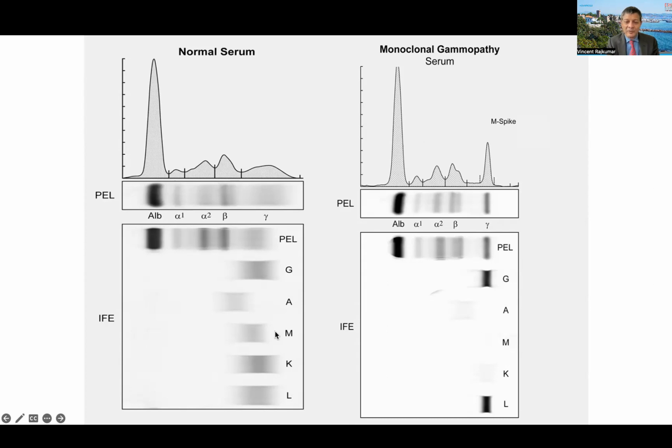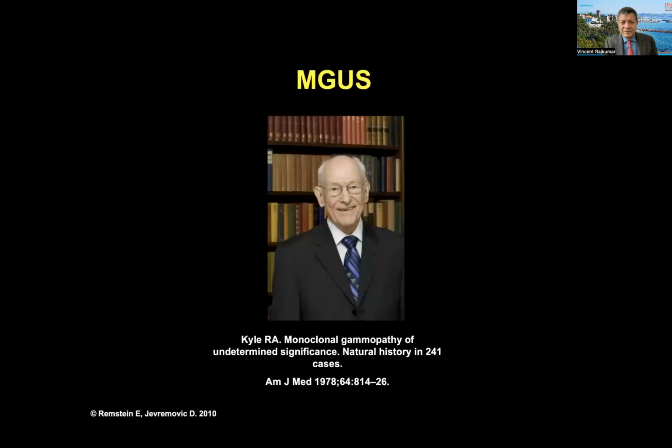When you see a monoclonal protein, but the patient does not have any features of myeloma, amyloidosis, Waldenstrom's macroglobulinemia, or related disorder, we call that MGUS, or monoclonal gammopathy of undetermined significance. That term was coined by Dr. Kyle in 1978 when he first published The Natural History of Patients with MGUS in 241 cases seen at the Mayo Clinic.